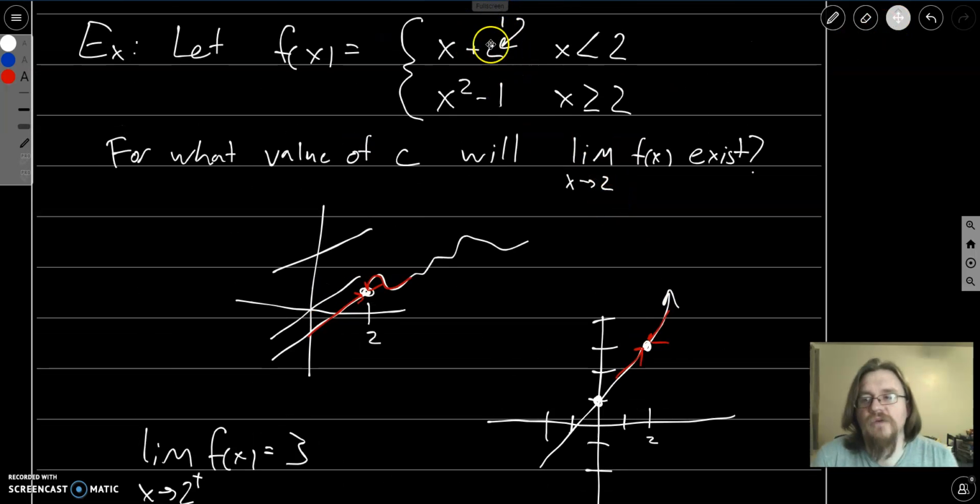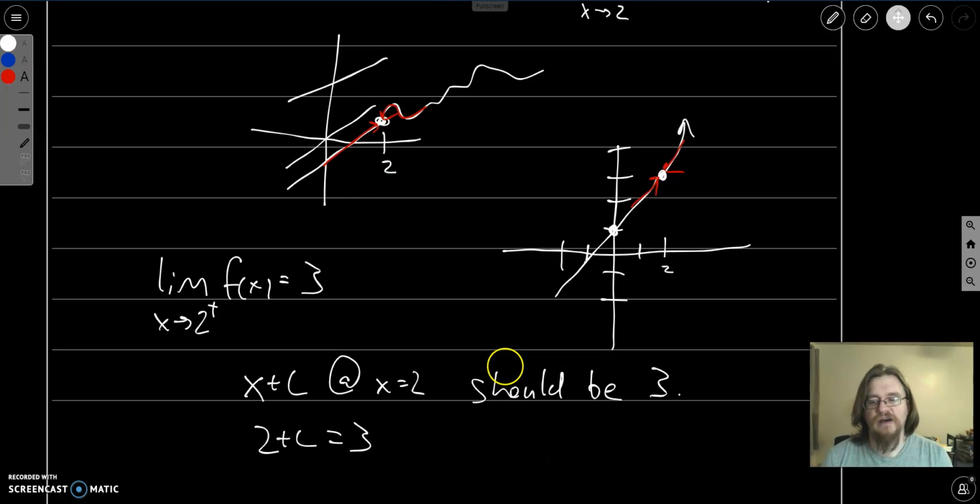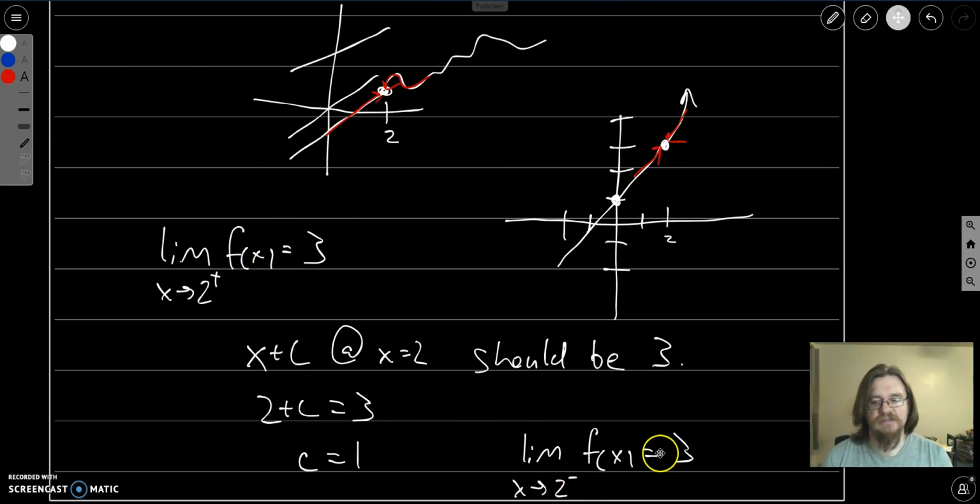So if we want this limit to exist, we just have to have the same approach from the left and the right-hand side, and we see that that happens when c is equal to 1. When c is equal to 1, both of those limits from the left and the right are exactly equal to 3.